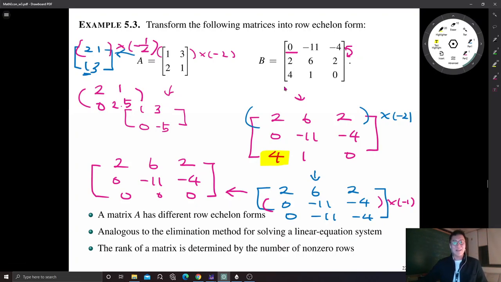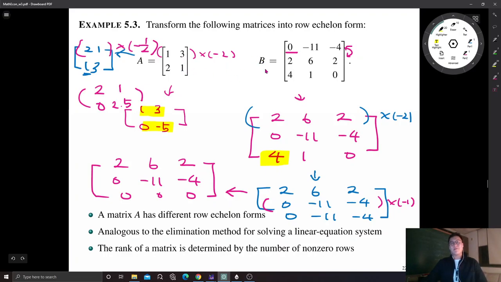Okay. Now the important thing is how to determine the rank of a matrix. The rank of a matrix is determined by the number of non-zero rows. So in matrix A, the echelon form has 2 non-zero rows: 1, 3 is a non-zero vector, and 0, negative 5 is a non-zero vector. So the rank of matrix A is 2.